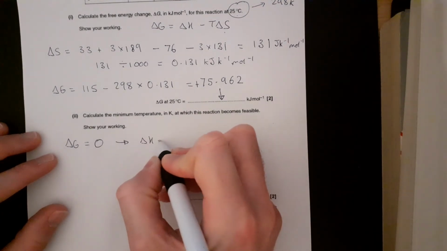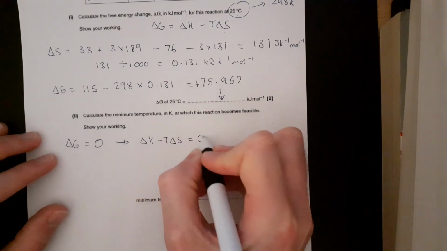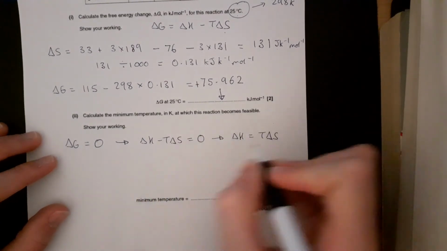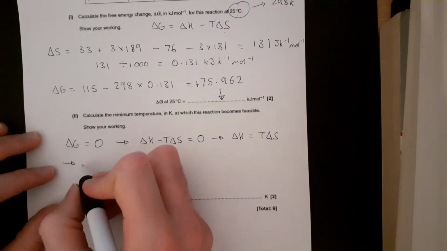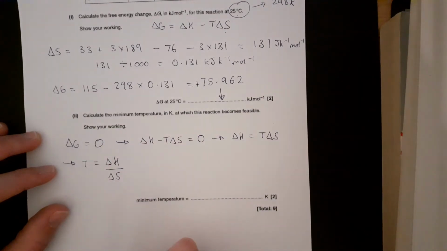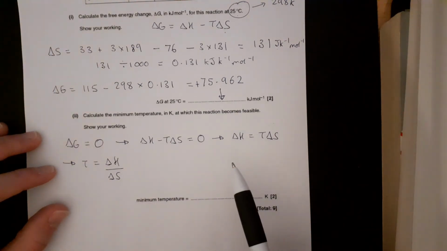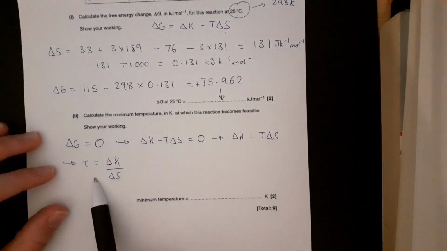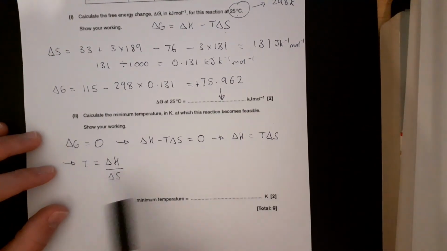So therefore delta H minus T delta S is equal to 0. So therefore delta H is equal to T delta S. So therefore the temperature is delta H divided by delta S. And you'll get familiar with that rearrangement, hopefully, because it's the same every time. Whenever you see minimum temperature, you go, right, set it to 0, rearrange it like this. I always just write it out.